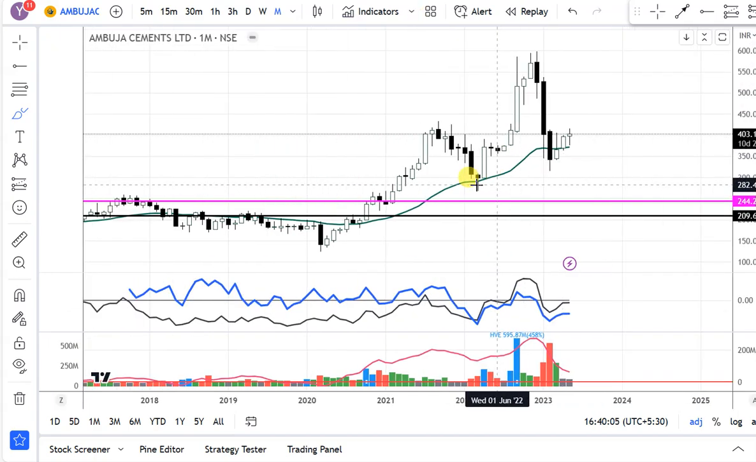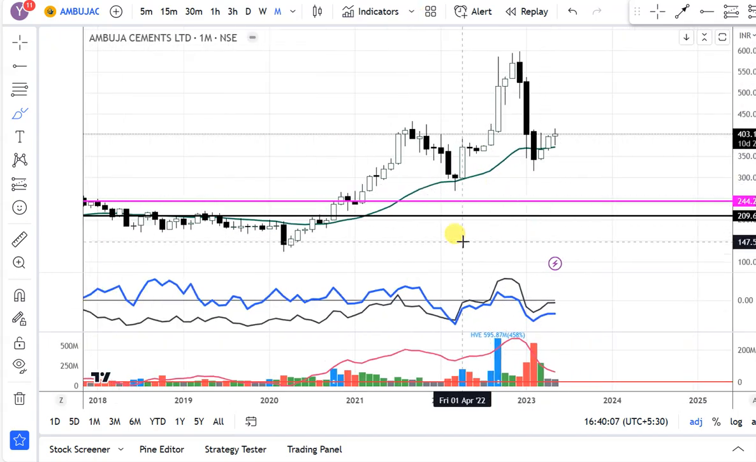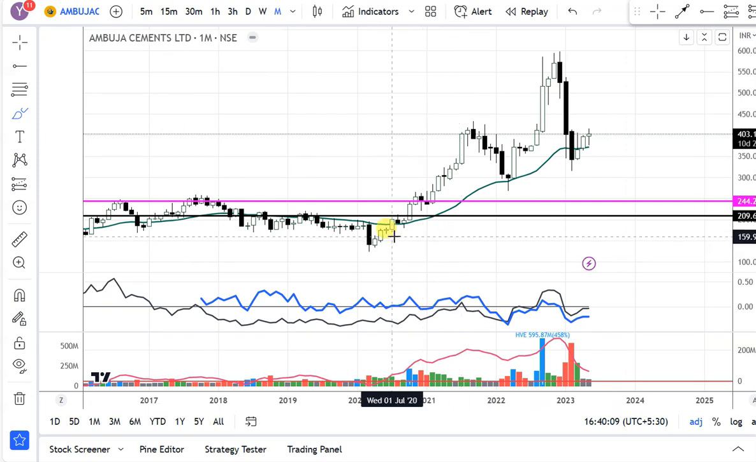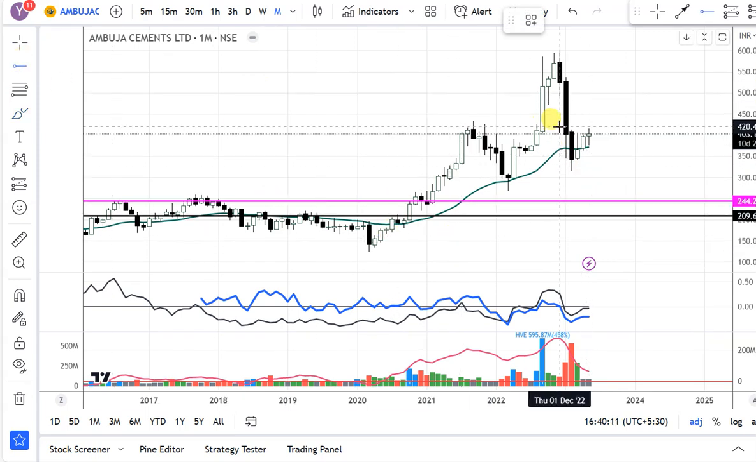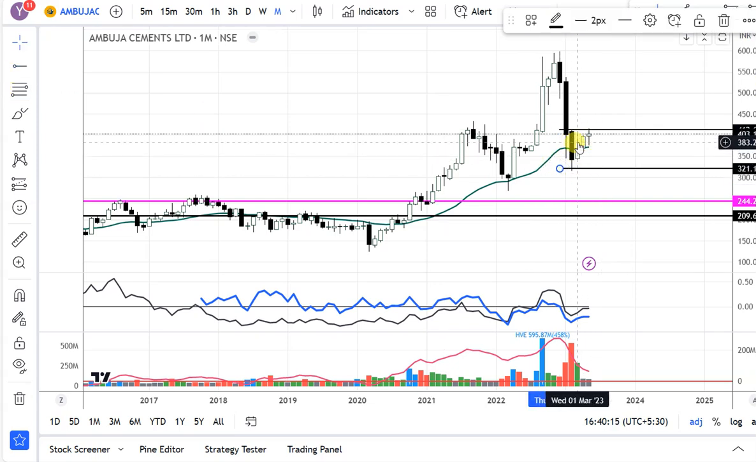So Ambuja Cement right now is struggling at this big candle. So it is stuck in that range. Once it closes above this range of 415, then we'll see what is happening. But as of today, it is in that particular sideways. So there is no momentum in that stock.